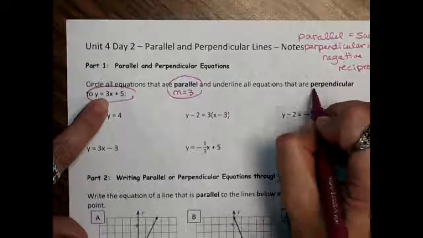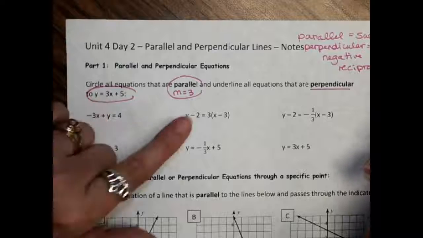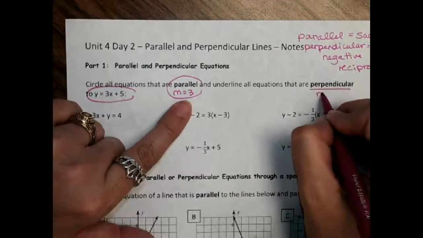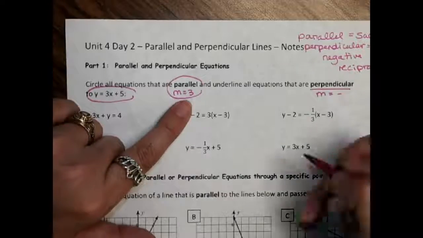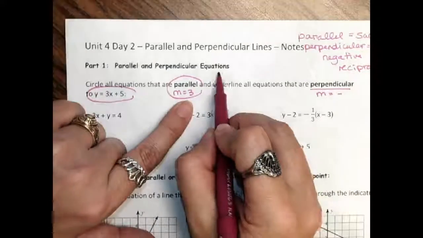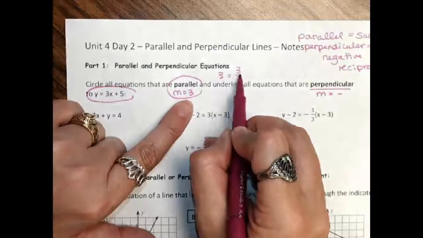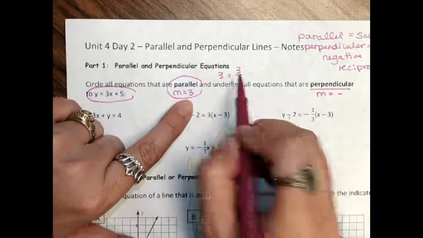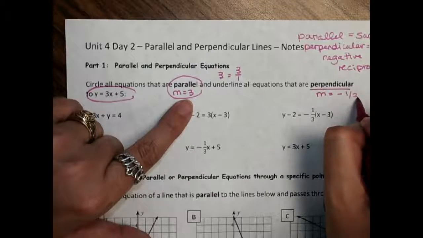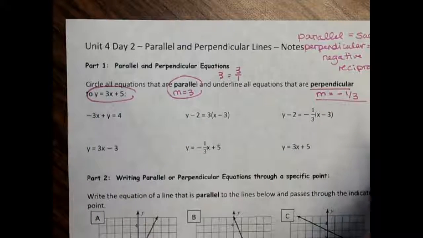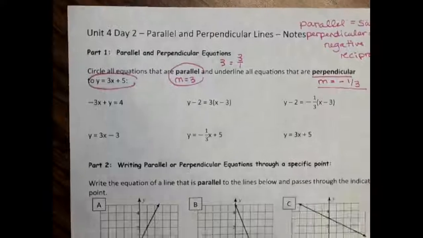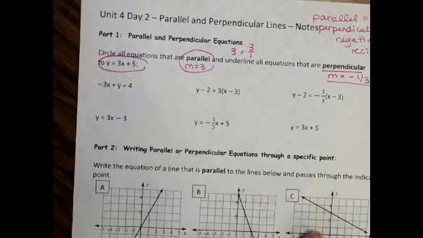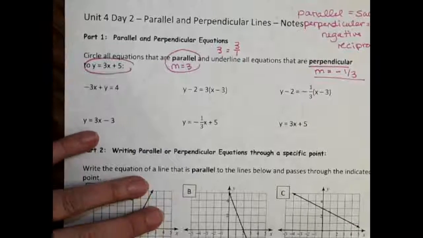And then for ones that are perpendicular, I need to take the 3, it's positive, so I need to make it negative, and then I need to flip it over. This is a whole number, but 3 is the same thing as 3 over 1. So I make it 3 over 1, and then I flip this over, so it's 1 over 3. So they're going to be perpendicular if they have a slope of 1/3. Now let's look at our options here. Which ones can we tell right off are parallel? They're the ones that have slopes of 3.